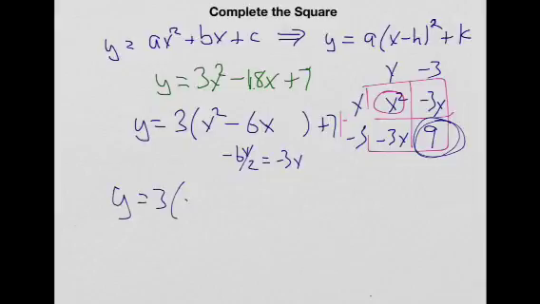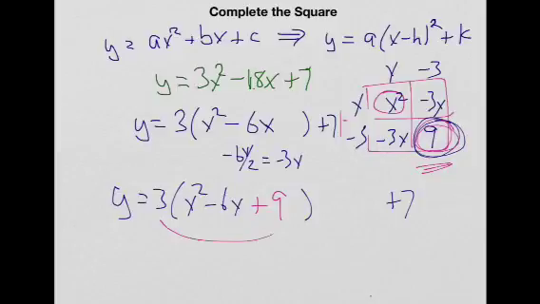So we have 3x squared minus 6x. We got our plus 7. Now, I add the 9 in here. I'm not really adding 9 to the equation because 9 is inside the parentheses. It's being multiplied by 3. So when I have to take it away, I also have to multiply it by 3. That's the tricky spot, what messes you up the most.